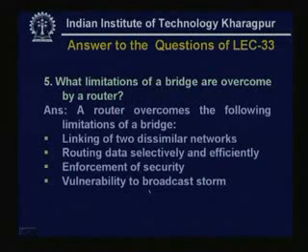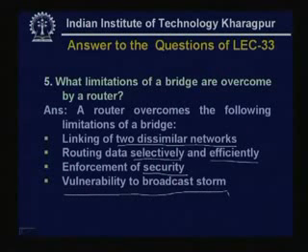Fifth question was, what limitations of a bridge are overcome by a router? Answer is, a router overcomes the following limitations of a bridge: linking of two dissimilar networks, routing data selectively and efficiently, enforcement of security, and vulnerability to broadcast storms. So these are the advantages of a router over a bridge.